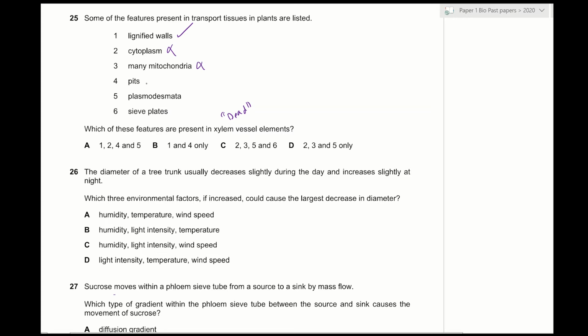4. Pits. Pits is correct and they allow lateral movement of air bubbles outside the xylem vessel element. And pits are formed in the place of the plasmodesmata. 5. Plasmodesmata. As we all know, the definition of plasmodesmata is strands of cytoplasm, and we just mentioned that xylem vessel elements do not have cytoplasm because they are hollow cells.